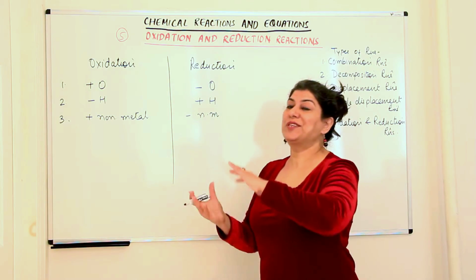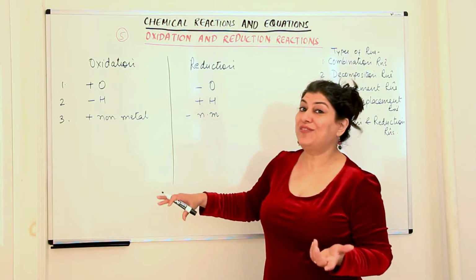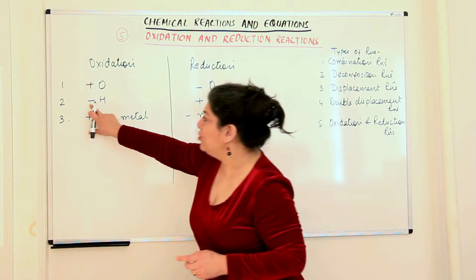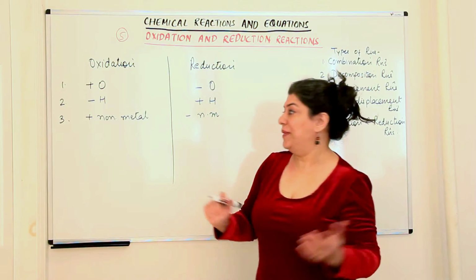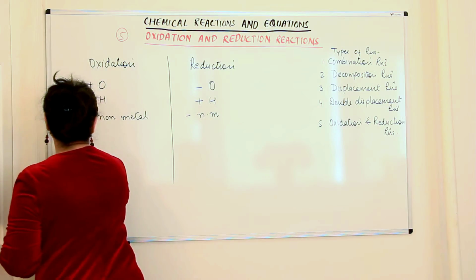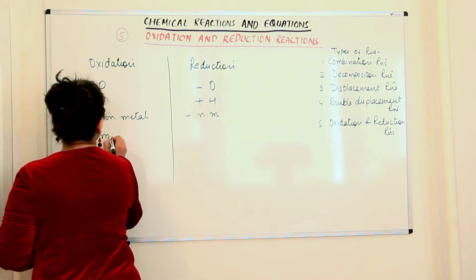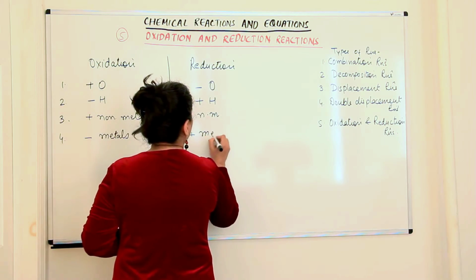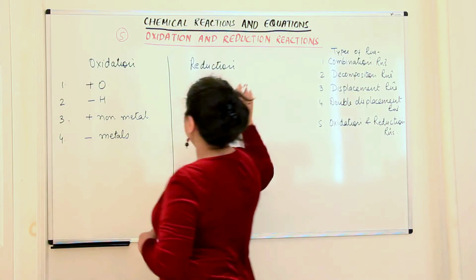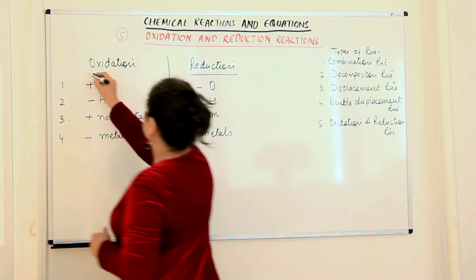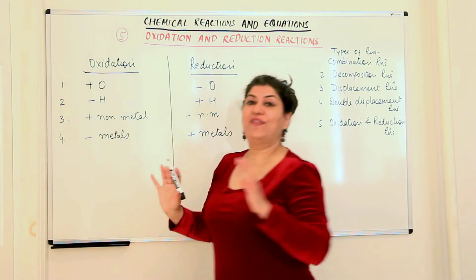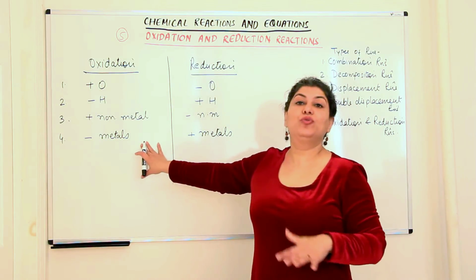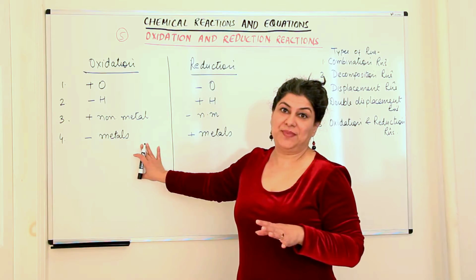Since they are opposite processes, what would you write in terms of metals? Hydrogen is similar to metals. So removal of hydrogen means removal of metals. So the fourth definition would be that removal of metals is oxidation and addition of metals would then be reduction. Right? So these are four definitions. For class 10, you would only be using these four definitions, right?